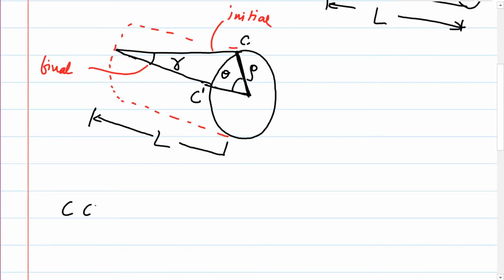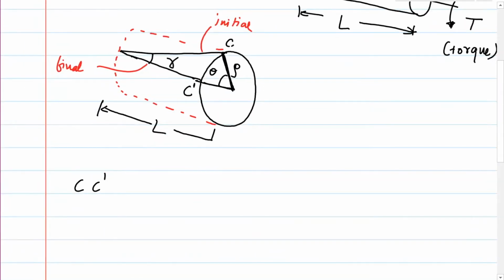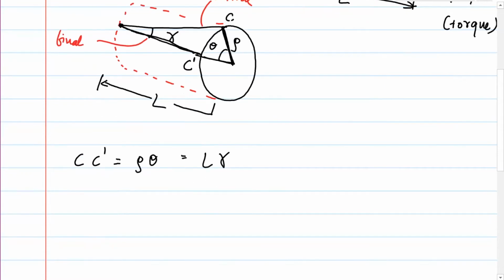Now C prime is basically the arc length, right? And I can write the arc length in two ways. One is I could write it as rho times theta. Rho times theta is the arc length, C prime. But the arc length can also come from L and gamma, because L is the length here. So then that is L times gamma. And when we're talking of torsion, we are typically looking at gamma, which is our angle of interest. So gamma is rho theta divided by L.